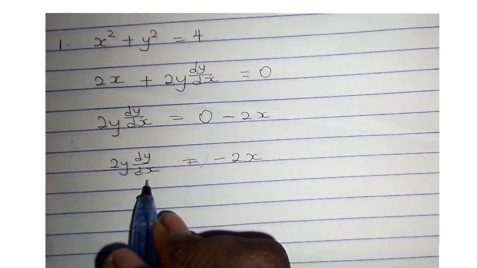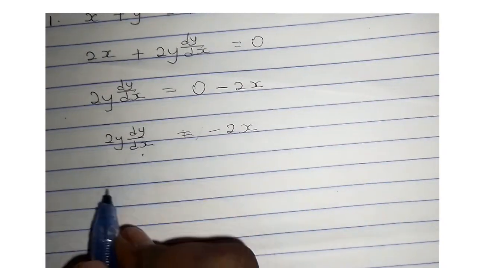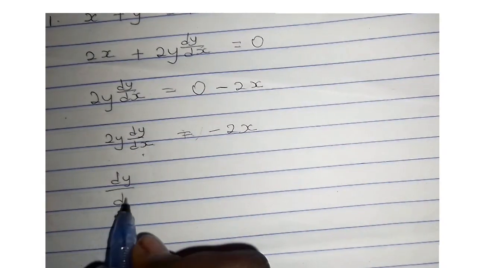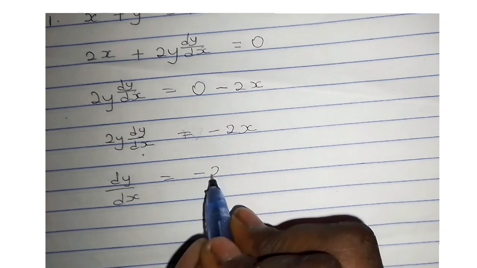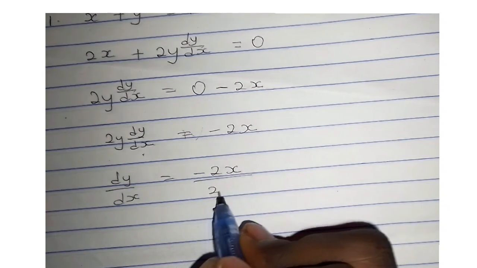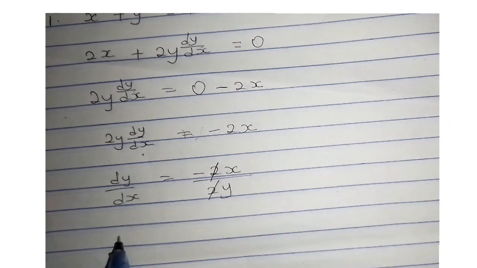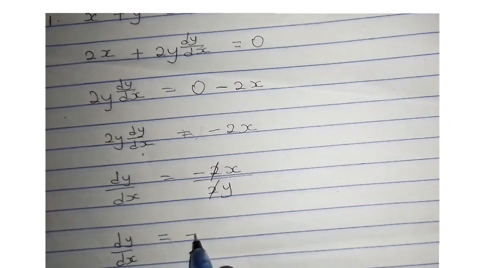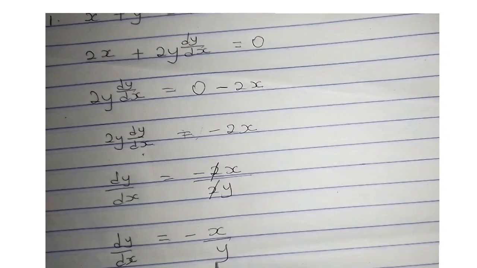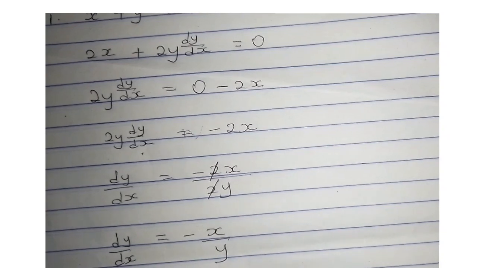So making dy/dx stand on its own, we are going to have dy/dx is equal to minus 2x divided by 2y. So this is going to cancel out. So therefore, we are going to have dy/dx is equal to negative x over y. We're going to take another example also.